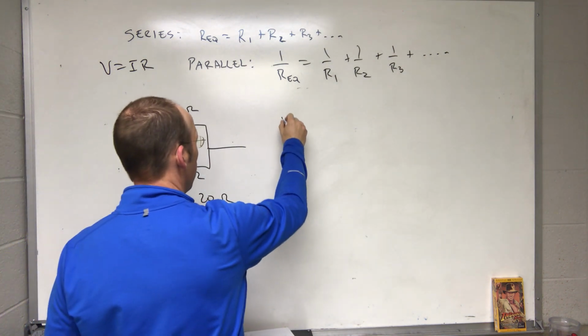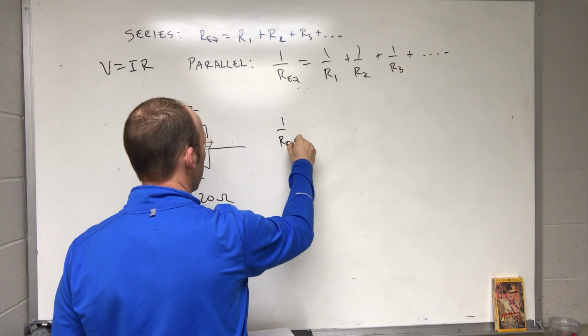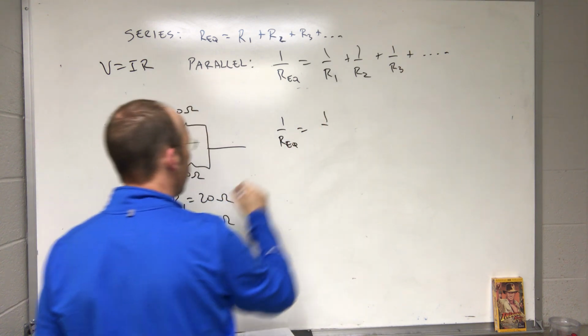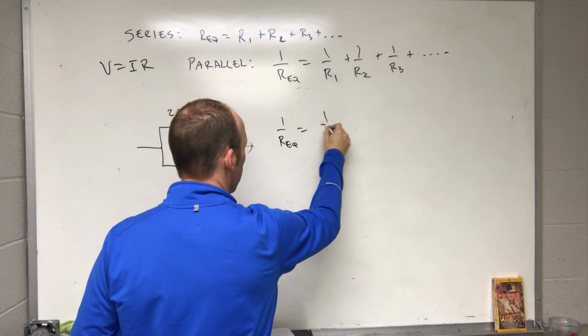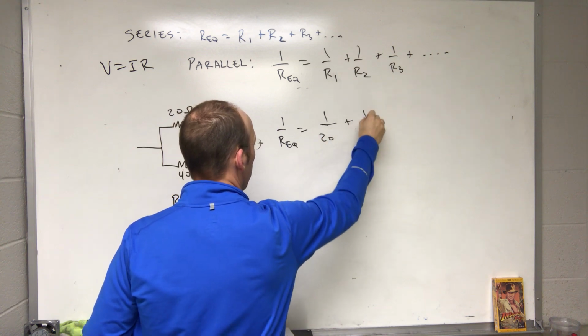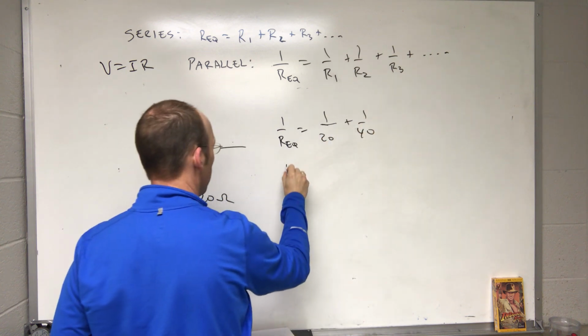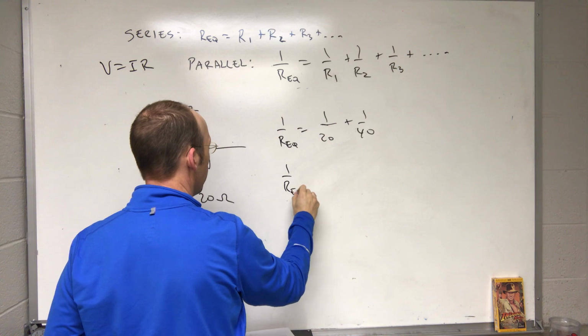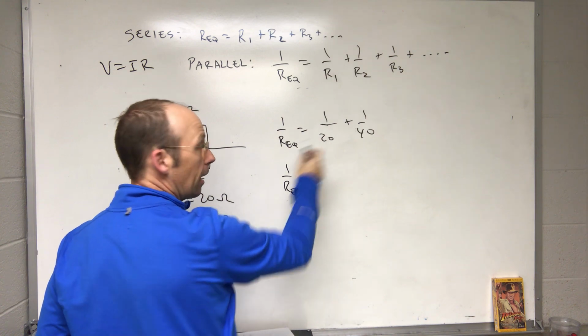So I'm going to write it like this. 1 over R equivalent equals 1 over R1, I'm just going to leave off the units, 20, plus 1 over 40. So it's going to be 1 over R equivalent equals, I need a common denominator.